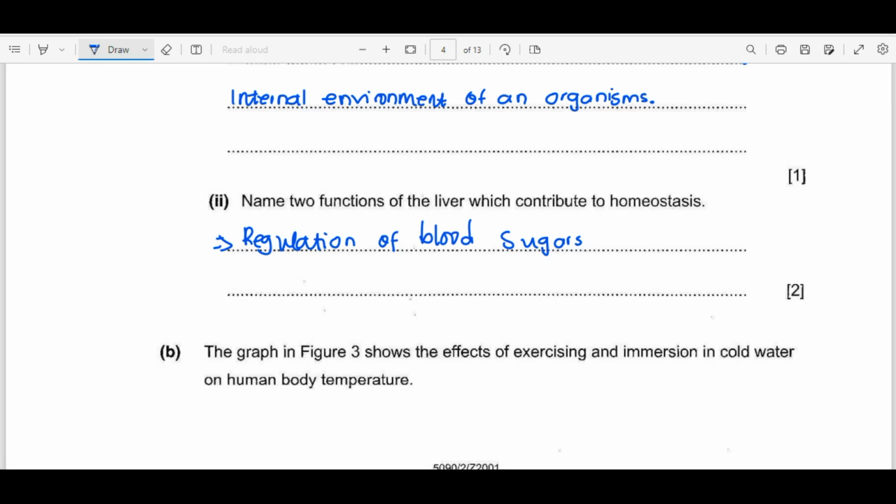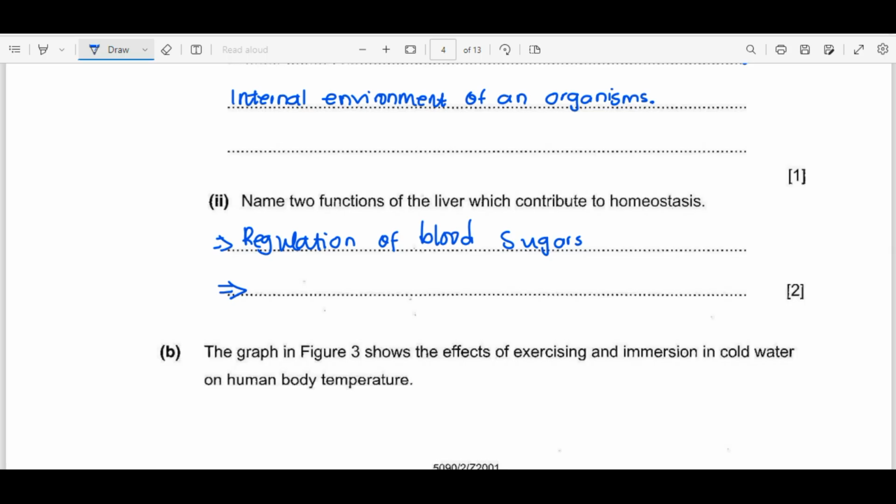So in case you didn't know, from now on, whenever we look at regulation of blood sugar, it is also part of homeostasis. So to expand this answer, you can just say the liver converts excess glucose to an insoluble carbohydrate called glycogen. And we know that the glycogen is stored in the liver and muscles. And this will be used in the time when energy is required.